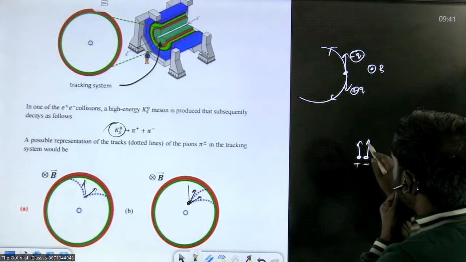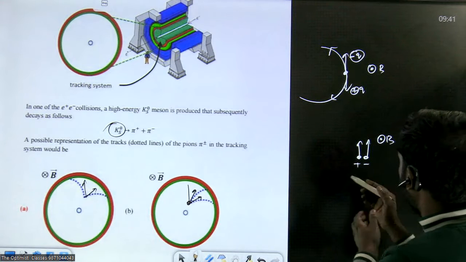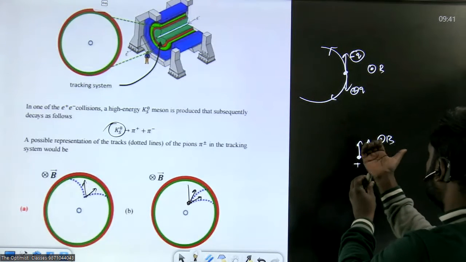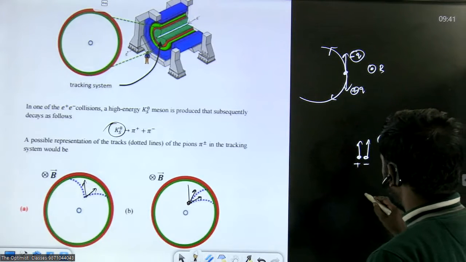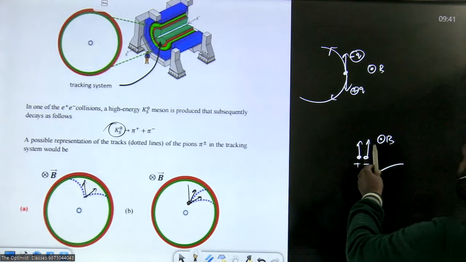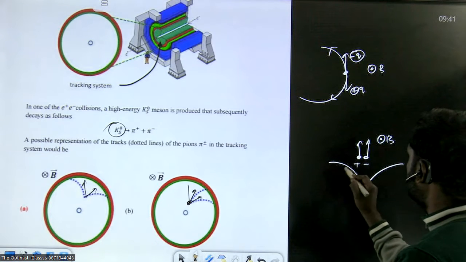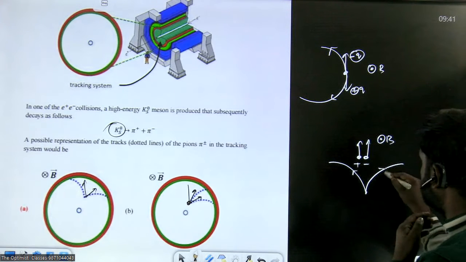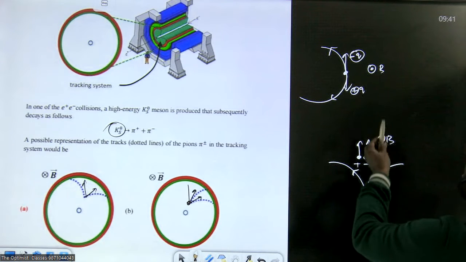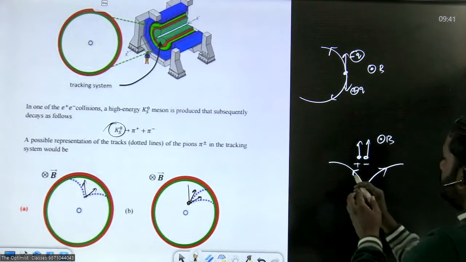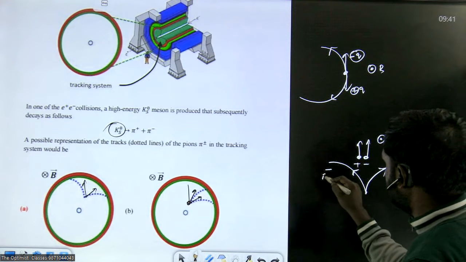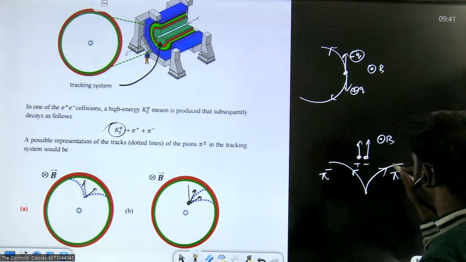So what will happen if there is, suppose, an upward magnetic field? If you calculate the force on this, velocity is in this direction, magnetic field is in this direction, so the force is in this direction. So the positively charged particle will deviate like this. And if you calculate the force on the negatively charged particle, it will be in the opposite direction, so the negatively charged particle will deviate like this. So it is something like this. This will be the path of the negatively charged particle, pi minus, and this will be the path of the positively charged particle.